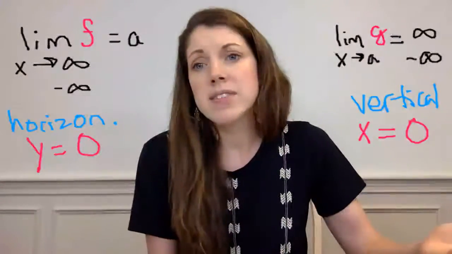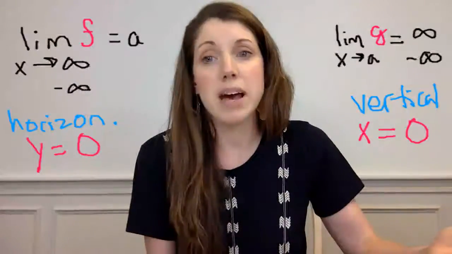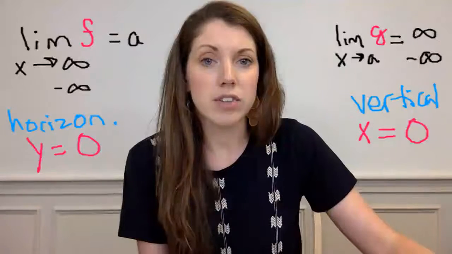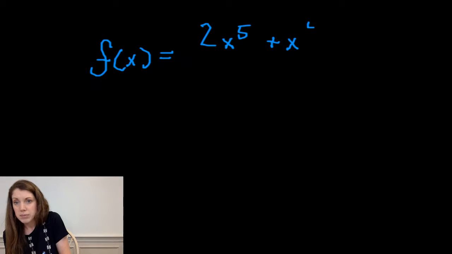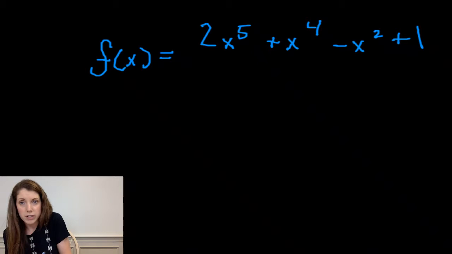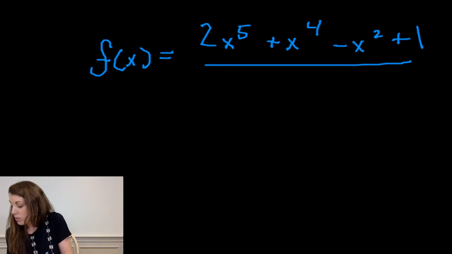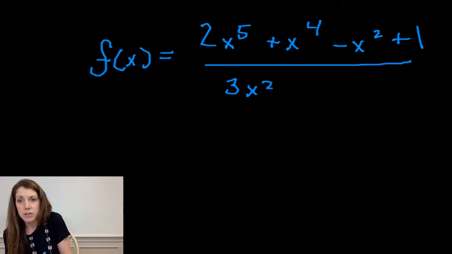One other thing is what happens if we're dealing with infinity and neither one of these situations happens. Let me give you an example of that. Here's my example. Let f of x be 2x to the 5th plus x to the 4th minus x squared plus 1, over, so this is a rational function, 3x squared minus 5x plus 7. There we go.